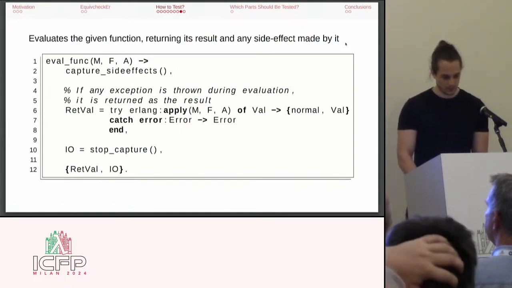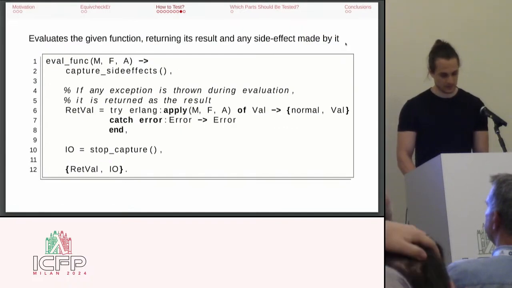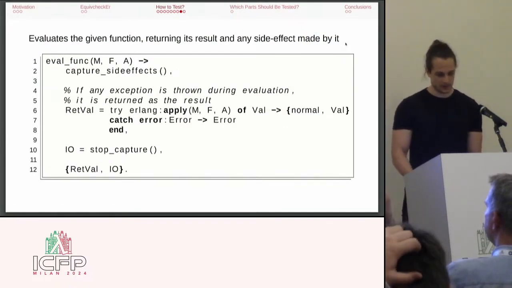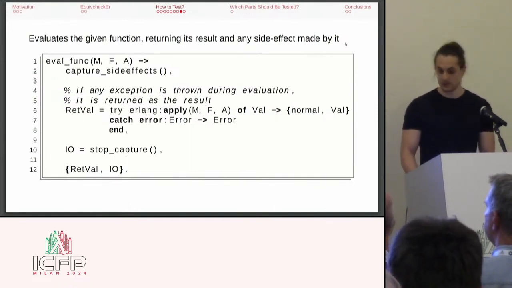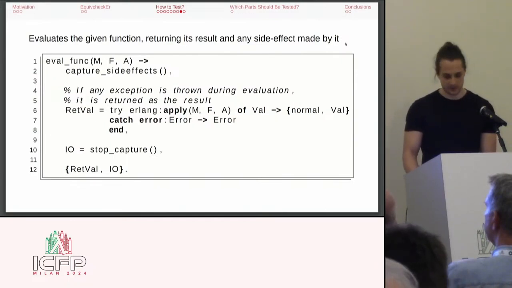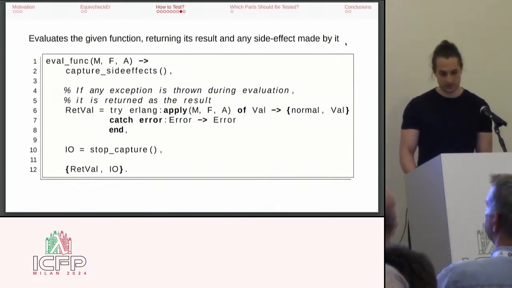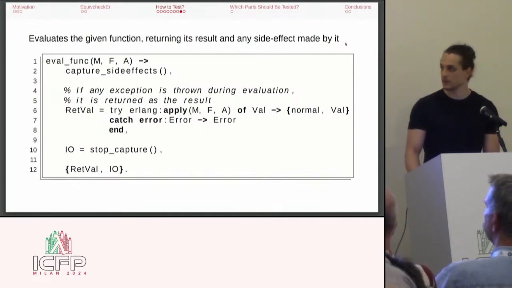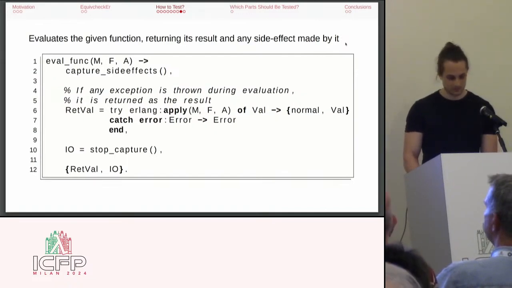And this is the eval function, which basically just captures any side effects. You can see here that for the function application, we are wrapping it inside a try-catch block. So if any exceptions are thrown during the evaluation, we will just use that as the return value.